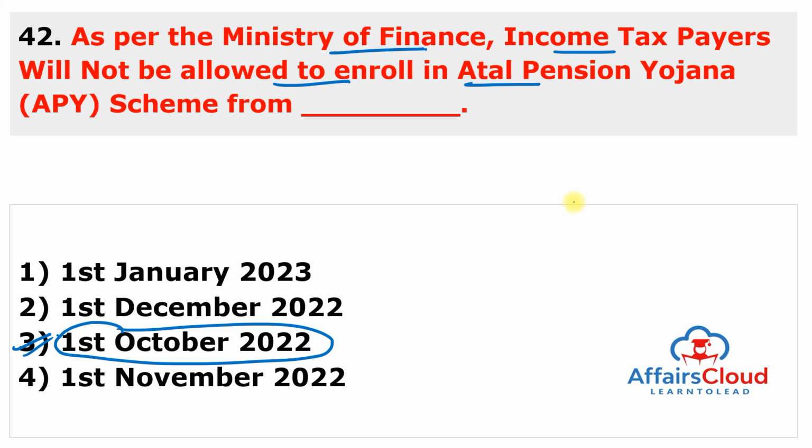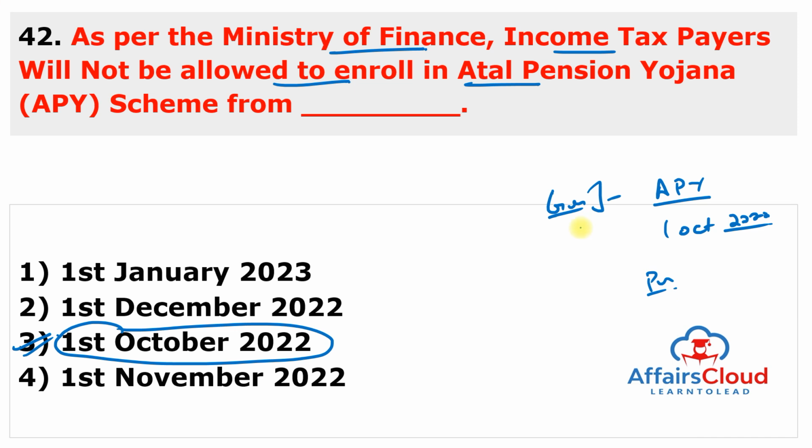So, as per the Ministry of Finance notification, those who pay income tax will not be allowed to enroll in the government social security scheme, which is Atal Pension Yojana, from 1st of October 2022. The decision has been taken to ensure better targeting of pension benefits to underserved sections of the population.